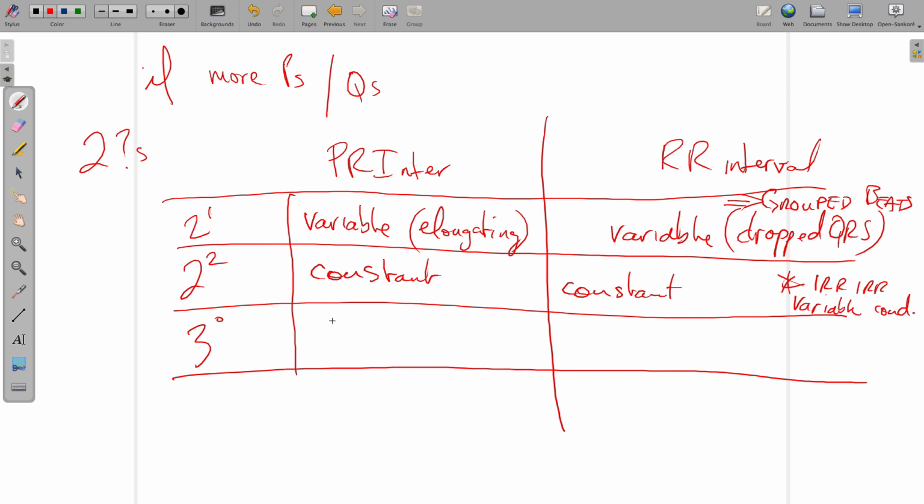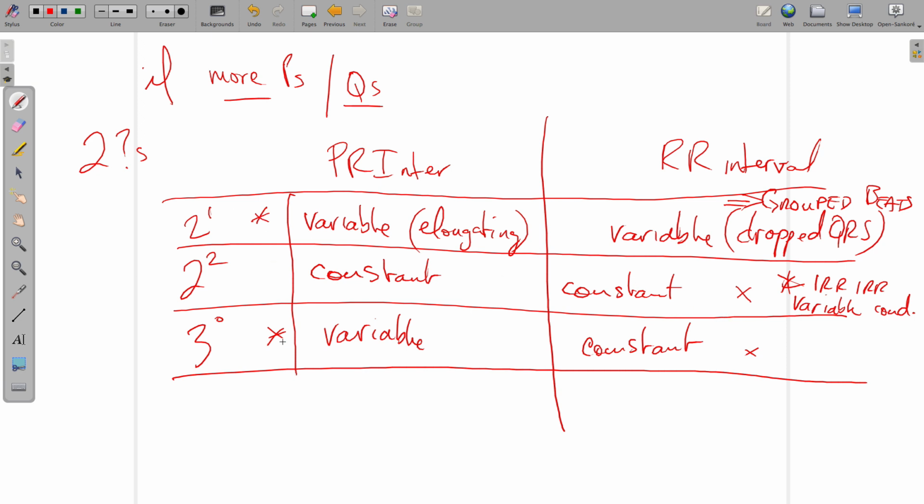All right, last but not least, third-degree heart block: the PR interval is always variable, and the R to R interval is always constant. So if you look at an EKG and there are more P waves than QRS complexes, you should ask yourself two questions and only two questions. What's the PR interval doing? What's the R to R interval doing? If the PR interval is variable, think second-degree type 1 and third-degree. If the R to R interval is constant, think third-degree and second-degree type 2. Then you look at the other component to differentiate each from the other.